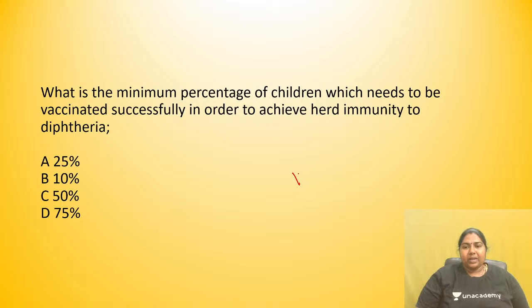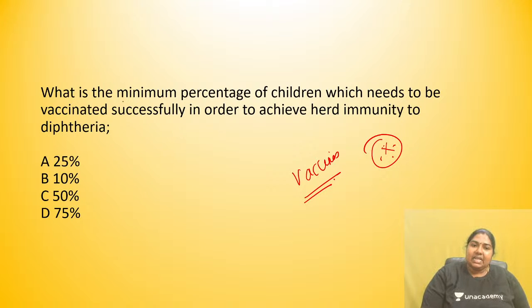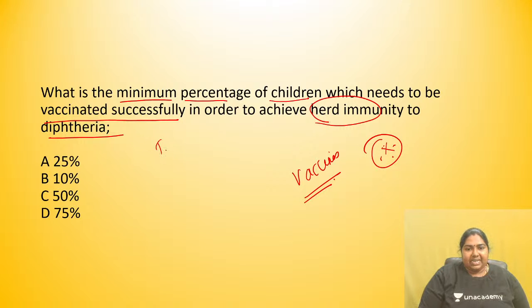And absolutely you will get questions on vaccines and all. So please read such questions. Right. What is the minimum percentage of children who need to be vaccinated successfully to achieve herd immunity to diphtheria? Diphtheria, tetanus and all is there, no? So for that, what percentage of them should have received this one, to get herd immunity? It is 25%, 10%, 50%, 75%.